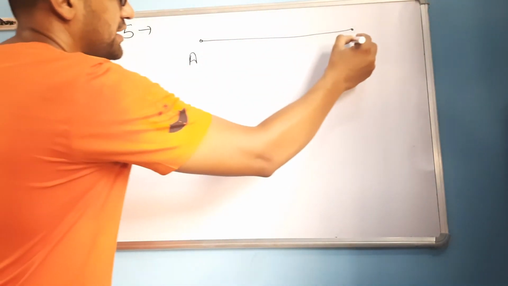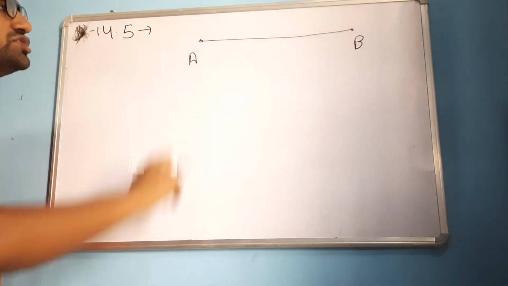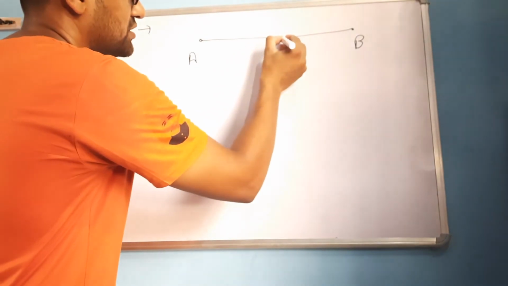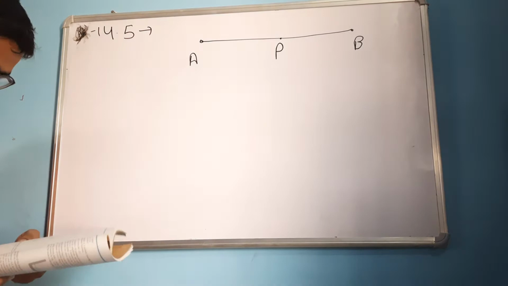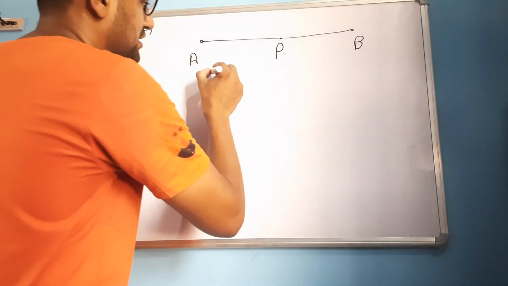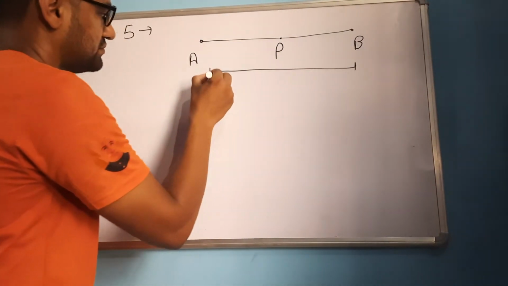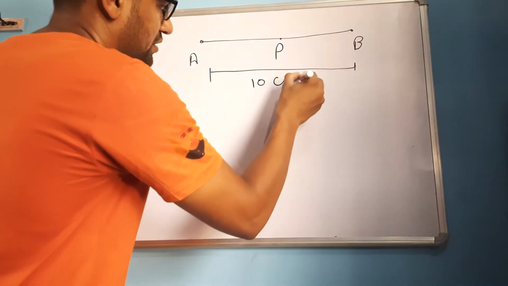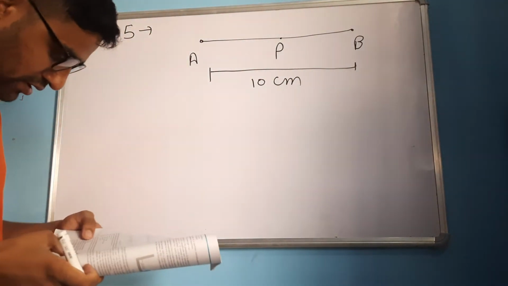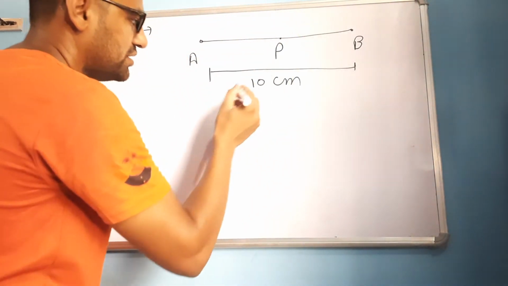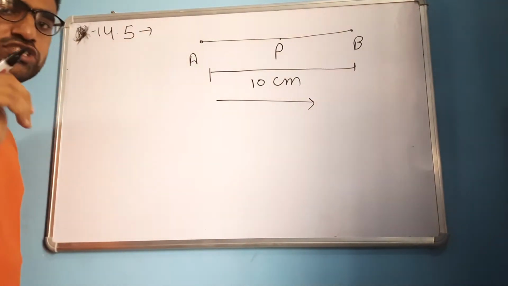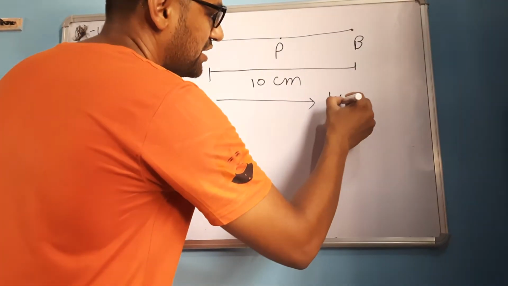A particle is oscillating along these points in simple harmonic motion, and the distance is 10 centimeter. Take the direction from A to B as the positive direction. We have to take the direction from A to B as positive, as directed in the question.